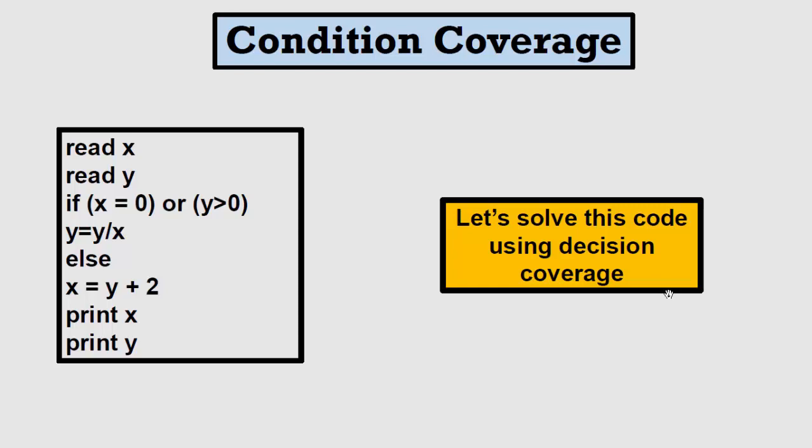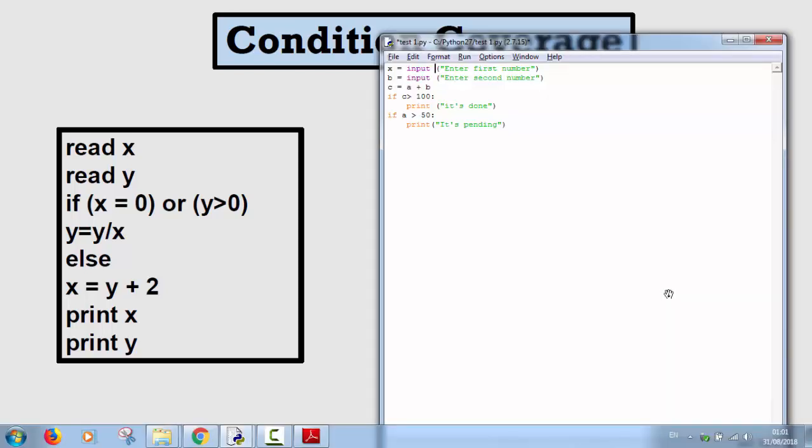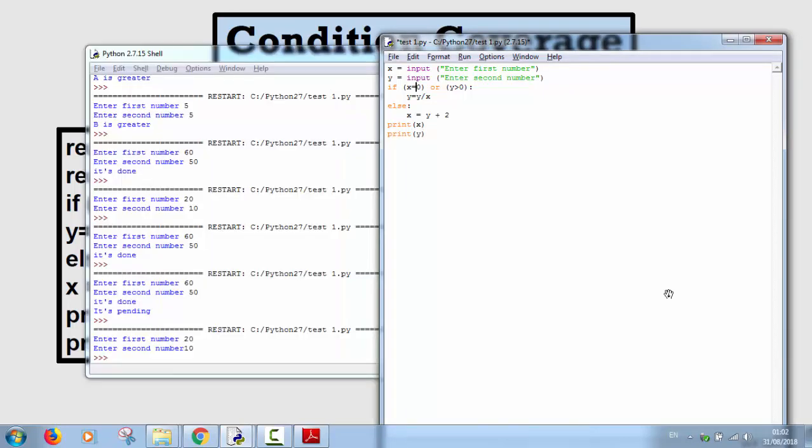So we will write the code and try to achieve 100% decision coverage on this code. So here x equals input enter first number and y equals input enter second number. If x equals 0 or y is greater than 0, y equals y divided by x. Else x equals y plus 2. Then print x, print y. Here there is a syntax error, so it should be x equals 0.